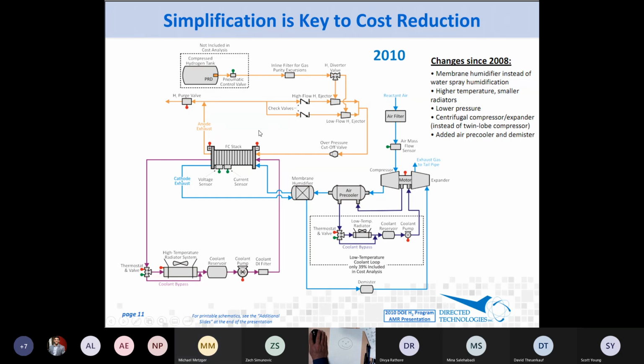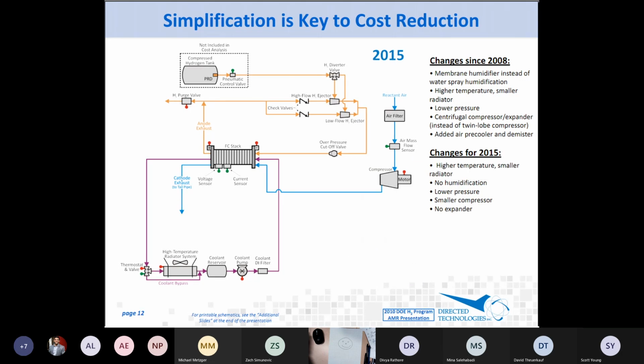Okay, anyway, it looks a lot less awful. So what were the changes? Membrane humidifier instead of water spray humidification. High temperature, smaller radiators. Oh yeah, they're operating at higher temperature, so the radiators are smaller. Lower pressures, blah, blah. So let's go on and see what happens next. 2015.